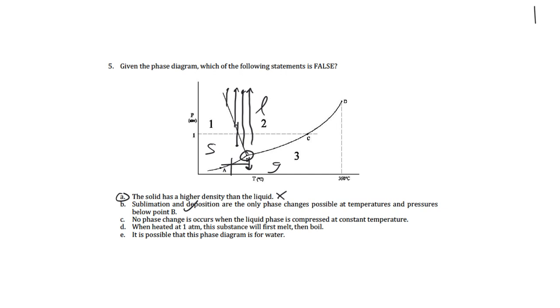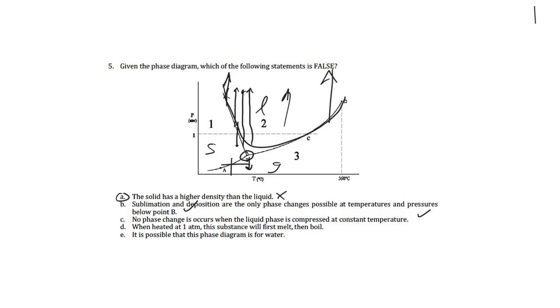So if you go below the triple point, the only phase changes are solid to gas, gas to solid. No phase change occurs when the liquid phase is compressed at constant temperature. That seems to be true. So if I take the liquid phase, any of these liquid phase temperatures here, and compress and go upward, I stay a liquid. So under none of those circumstances would the phase change into gas or solid. So that looks to be true.